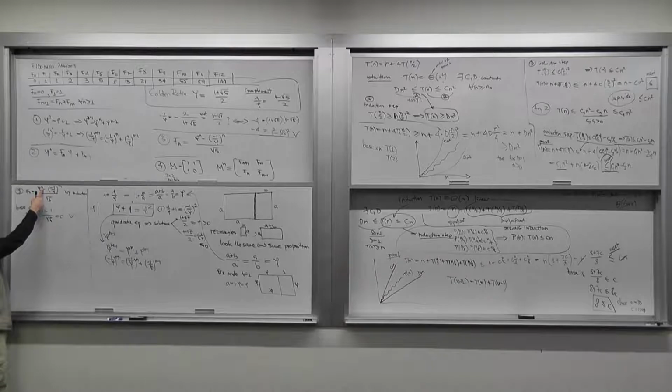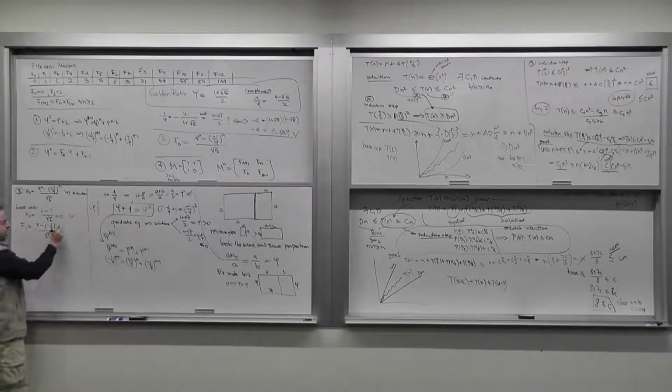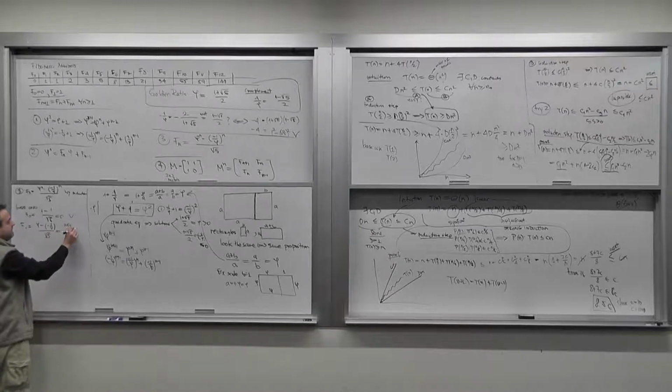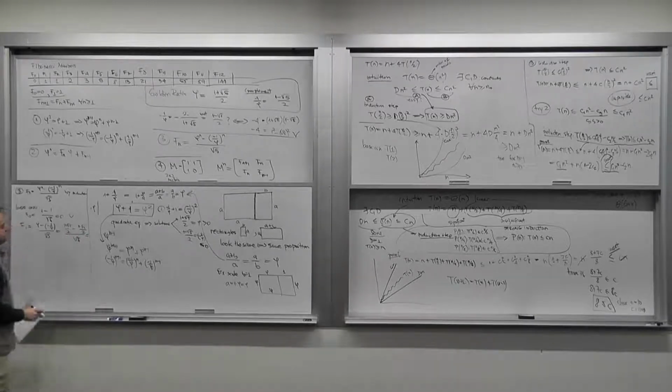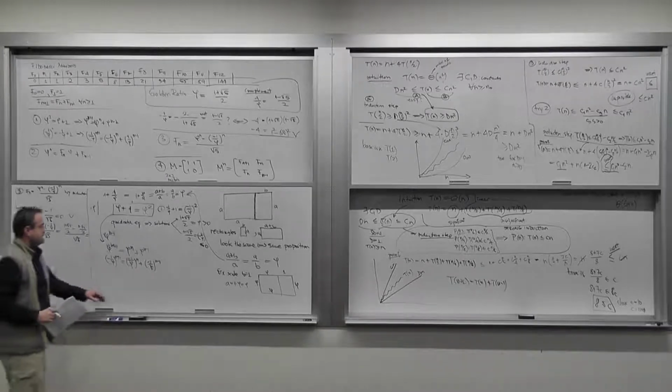Phi at 1 is phi minus, this one is minus 1 over phi, right? Divide by square root of 5. How much is this going to be? Who's phi? 1 plus square root of 5 divided by 2, right? Who is the complement? 1 minus square root of 5 divided by 2. Divide by square root of 5.